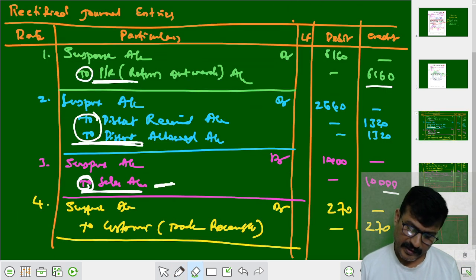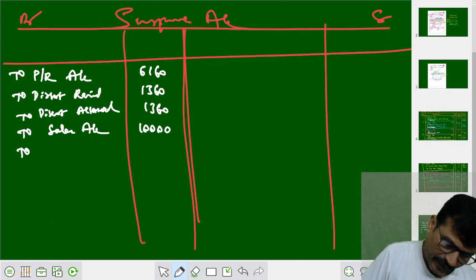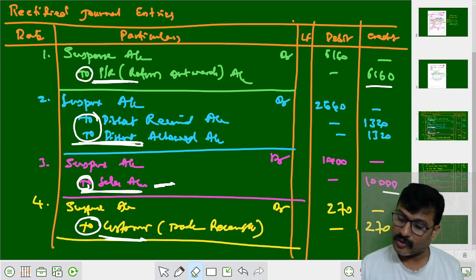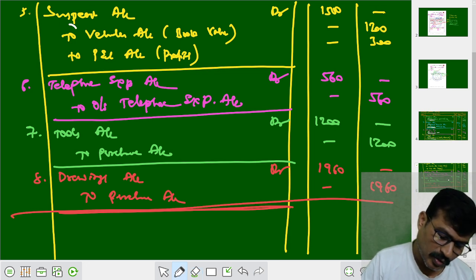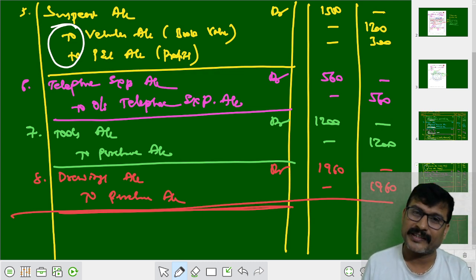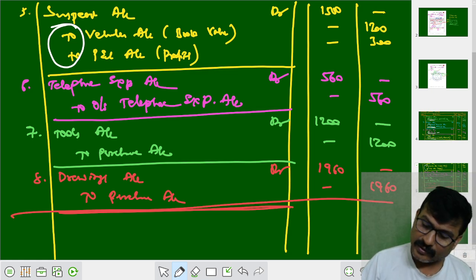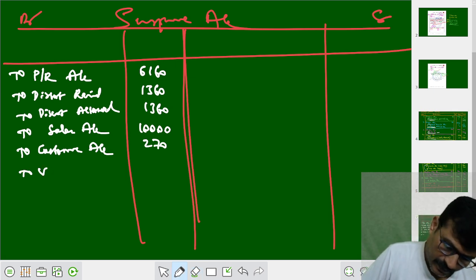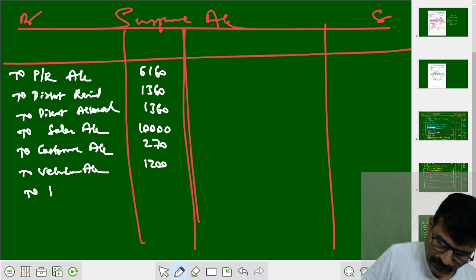See the next one. Suspense account debit to customer. Again customer is in the credit of journal. So we have to record it in the debit side of suspense account. How much amount? 270. See the next one. Suspense account debit to vehicle, to P&L. Vehicle and P&L are in the credit of journal. So they have to be recorded in the debit of ledger as to vehicles account $1,200, to profit and loss account 300.